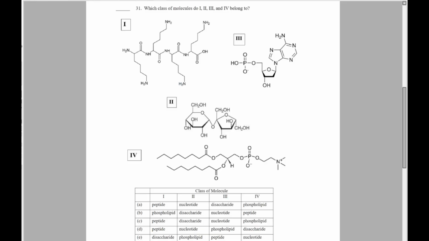31. Which class of molecules do 1, 2, 3, and 4 belong to? So this is just a functional group identifier sort of problem in disguise, because once we can identify the functional groups in each of these molecules, we can pretty much figure out what class they belong to. So starting with 1, we see that there's amino groups or amines. We see that there's these carboxylic acids, and we see that there are amide bonds. So these amide bonds are going to be the reason why this molecule is a peptide.